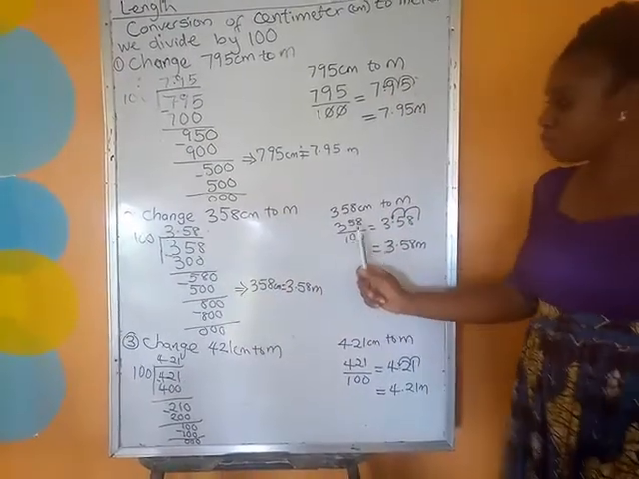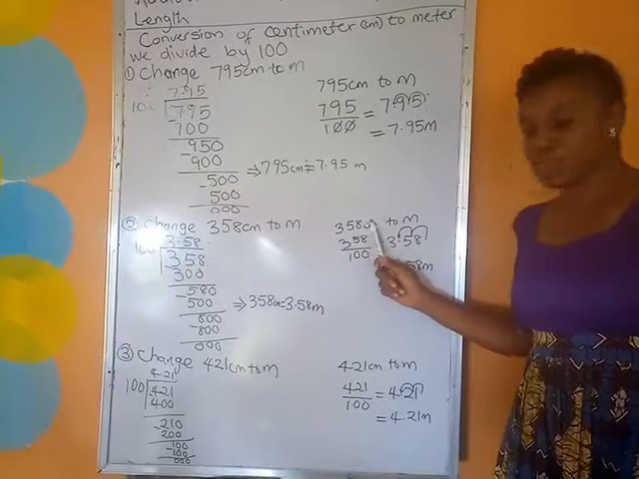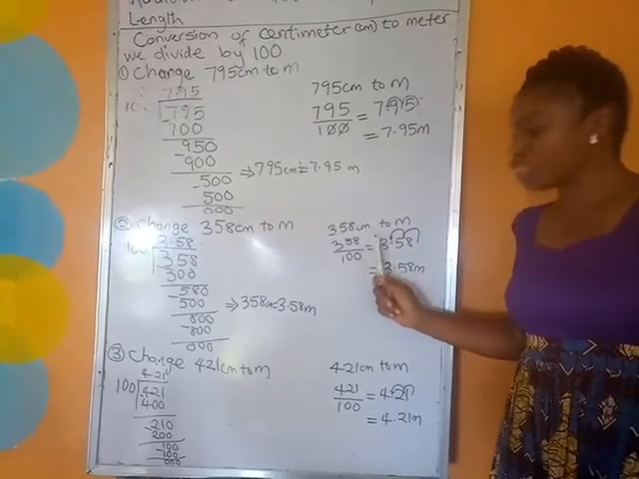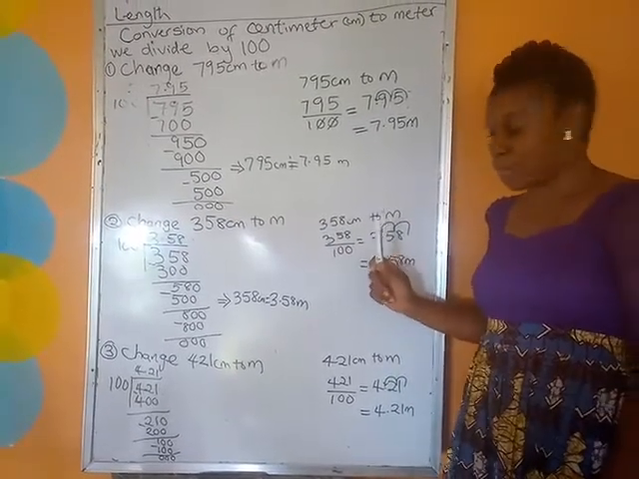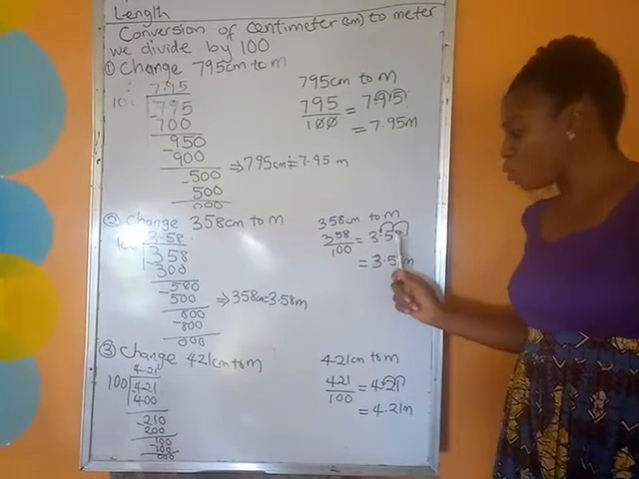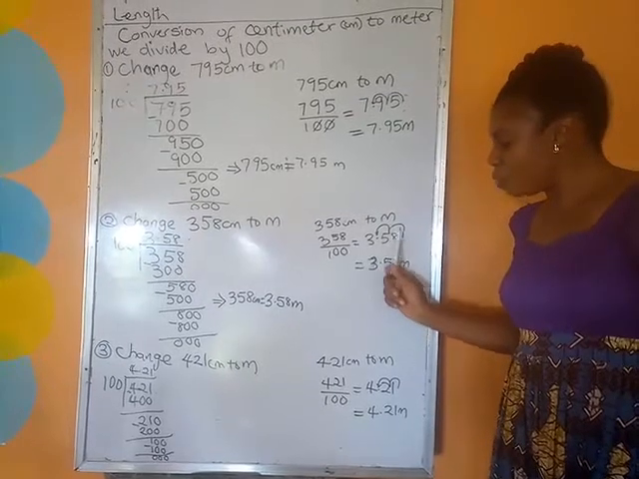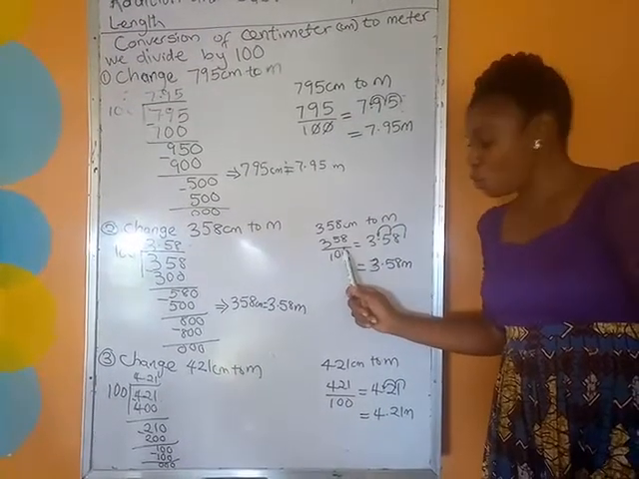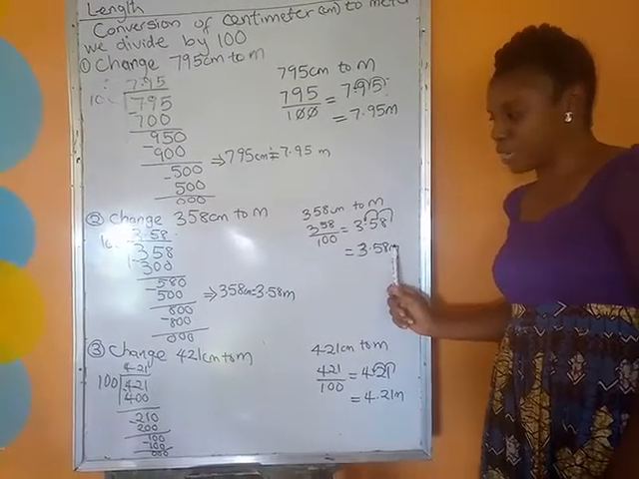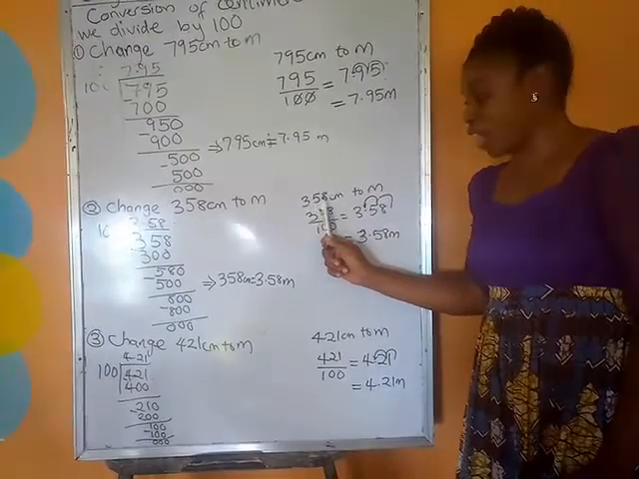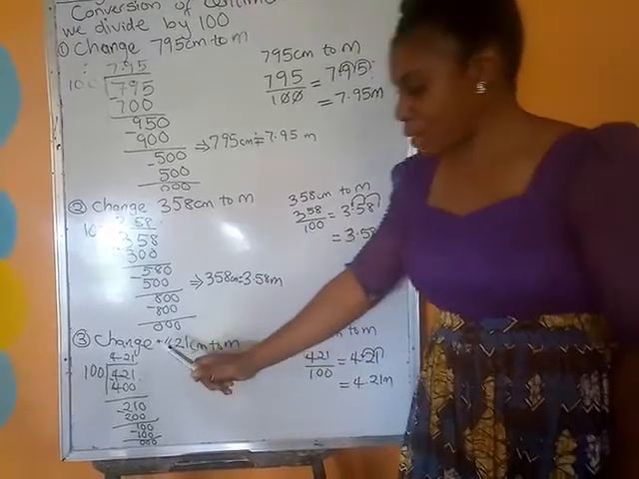We go to the other method. Like I said before, in dividing 358 centimeters to meter, you divide by 100 by shifting your numbers 2 decimal places. Why are we using 2 decimal places? Because we have 2 zeros. Now we shift the number 1, 2, and put your decimal point. Each time you shift the number, it tells you the number of zeros which you are shifting. Now our answer becomes 3.58 meters. Converting 358 centimeters to meter, you get 3.58 meters.